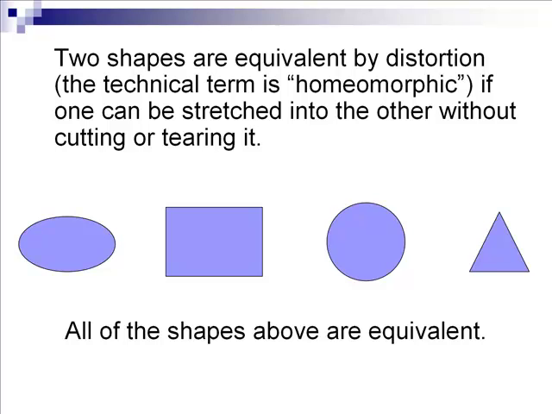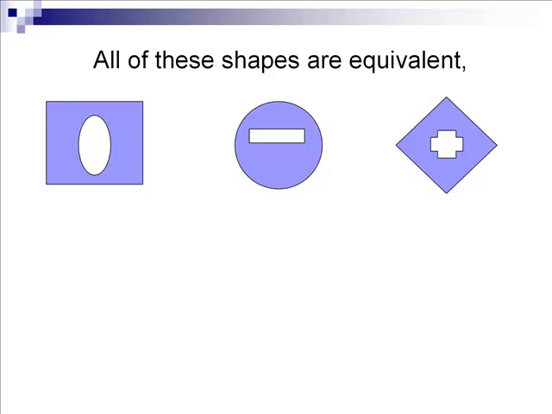So all these shapes are equivalent. The oval, rectangle, circle, and triangle could all be stretched one into the other without cutting or tearing it. So you have to imagine that these are made out of special rubber topology material so that you can take this ellipse, say, and stretch it and even crease it into a corner. That's okay, but you can't cut it or tear it. Well, all of these shapes are equivalent.